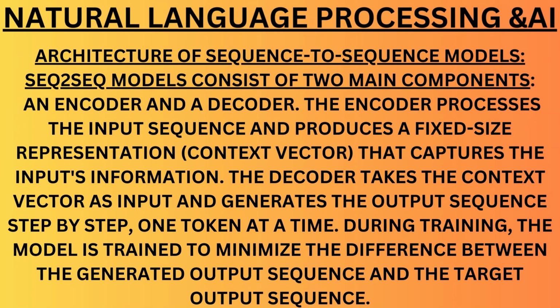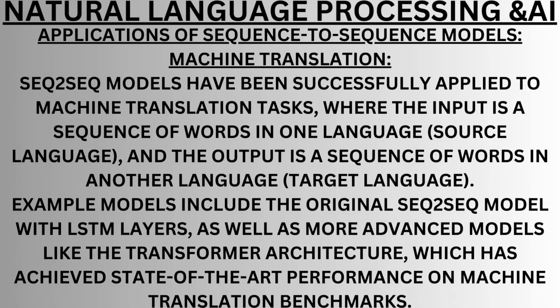Architecture of sequence-to-sequence models. Sequence-to-sequence models consist of two main components, an encoder and a decoder. The encoder processes the input sequence and produces a fixed-size representation, the context vector, that captures the input information. The decoder takes the context vector as input and generates the output sequence step by step, one token at a time. During training, the model is trained to minimize the difference between the generated output sequence and the target output sequence.